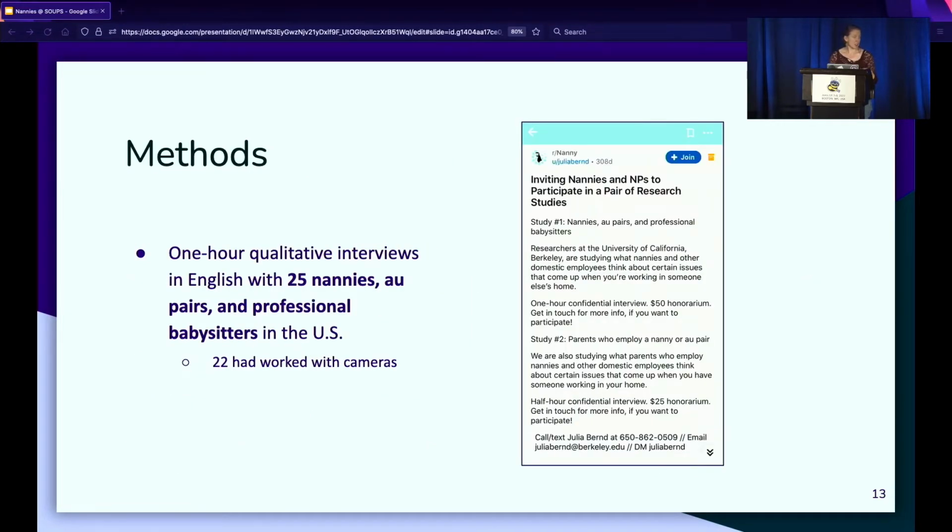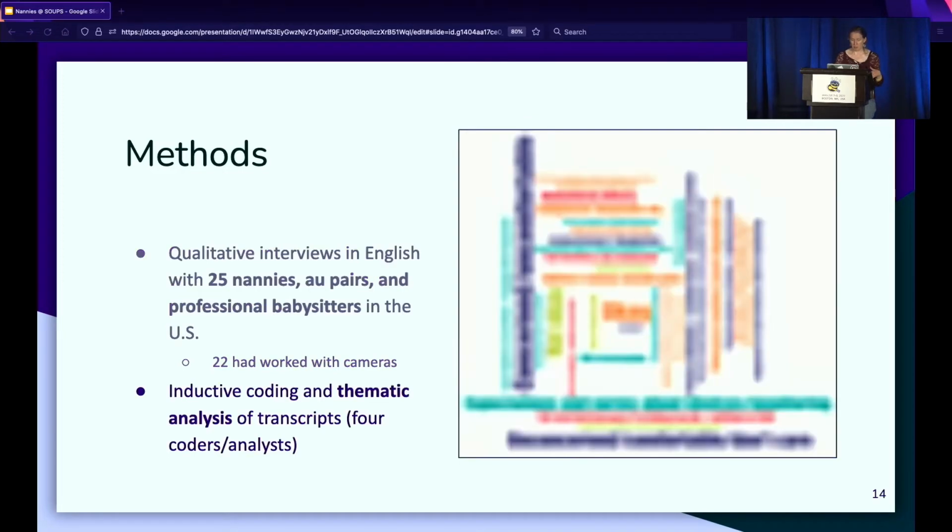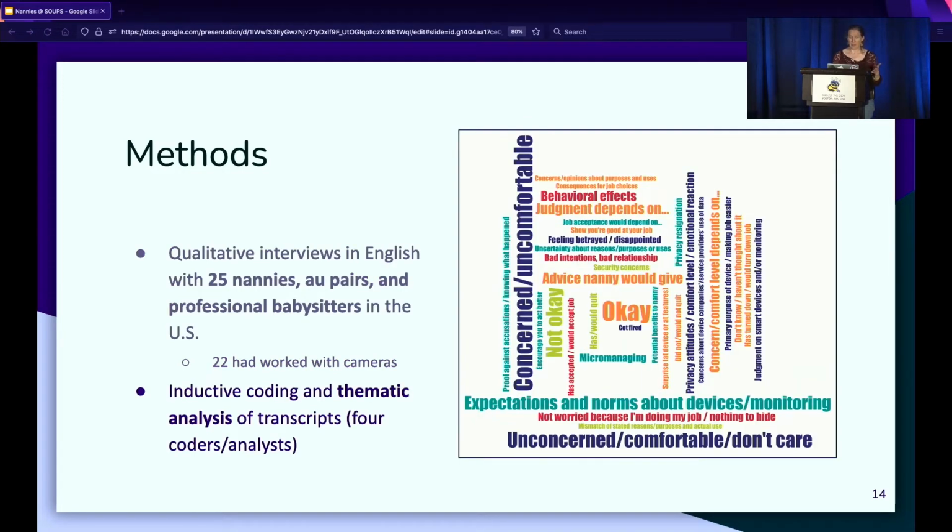To answer those questions, we conducted 25 semi-structured qualitative interviews with nannies, au pairs, and professional babysitters. Most of them had direct experience working with smart home cameras. We used a thematic analysis approach to analyze the data. We began by inductively coding the transcripts with a collaboratively developed codebook. Then we reviewed coded excerpts to isolate the themes relevant to our research questions.